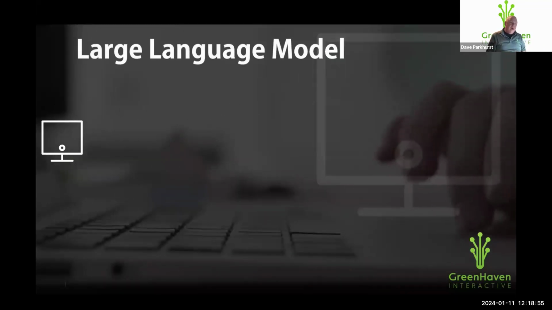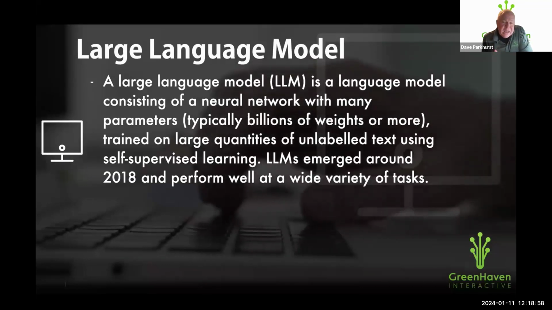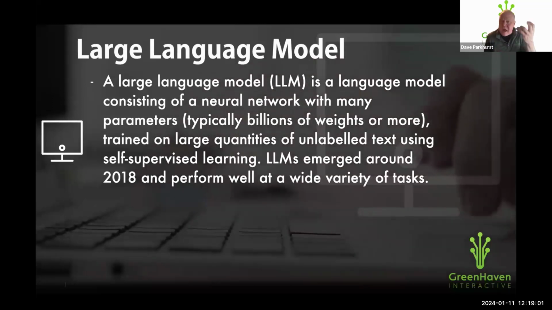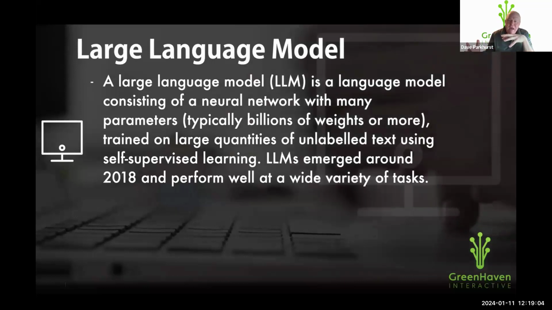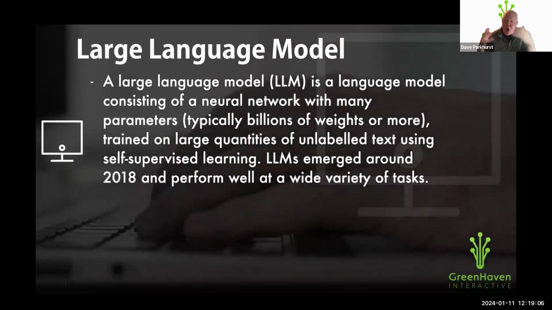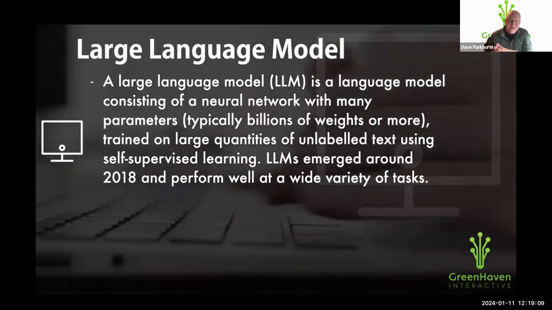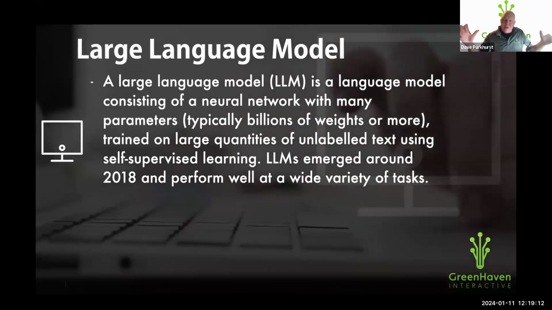So let's start with a large language model. A large language model is a language model consisting of a neural network. In other words, it's interconnected pieces of information trained on large quantities of unlabeled text. In other words, you've got pages and pages and books and websites and all of this information, and by unlabeled, it means it's not categorized text. And the language model essentially digests all of this information. And from there, that's the basis for how it answers your questions or does the tasks you want it to do.